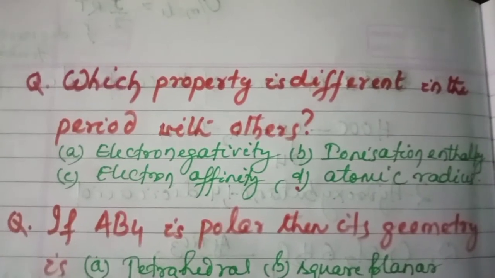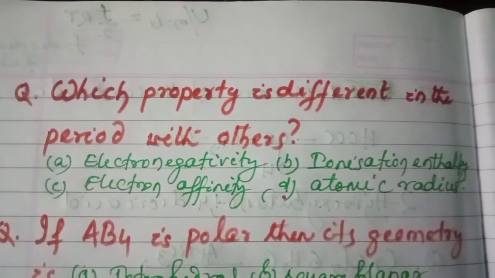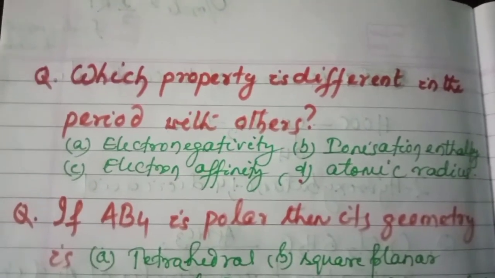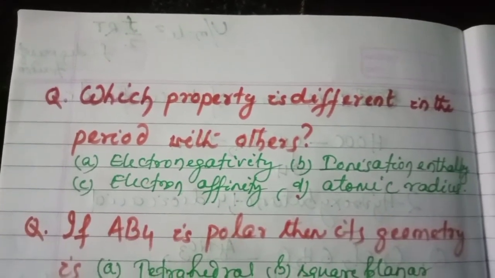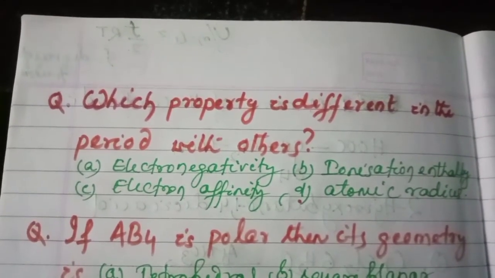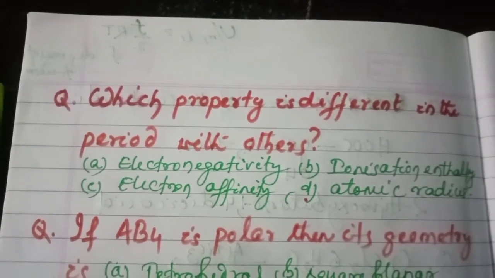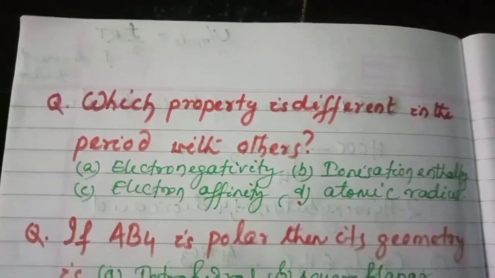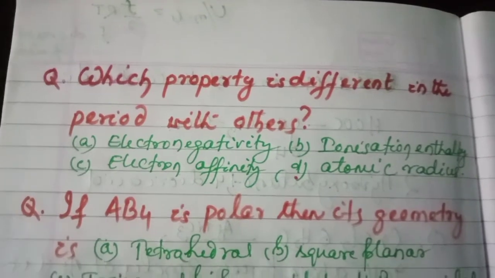Next question you see, which property is different in the period from the others? Electronegativity, ionization enthalpy, electron affinity and atomic radius. You know electronegativity increases from left to right, ionization enthalpy increases from left to right, electron affinity also increases from left to right, but atomic radius decreases from left to right. So obviously the correct option is D, atomic radius.